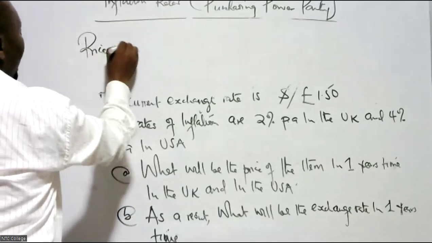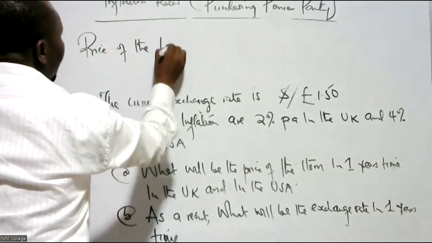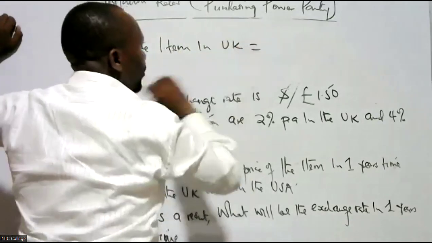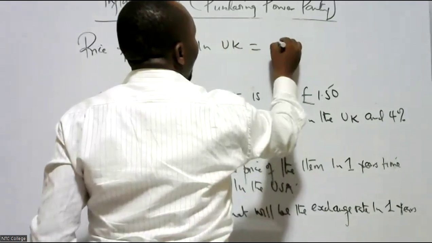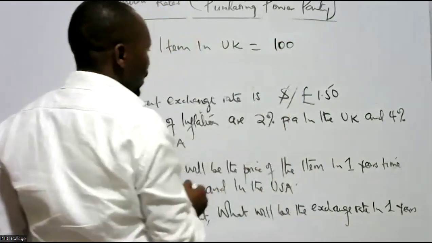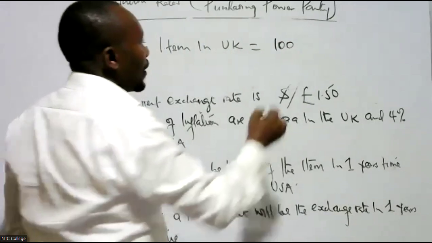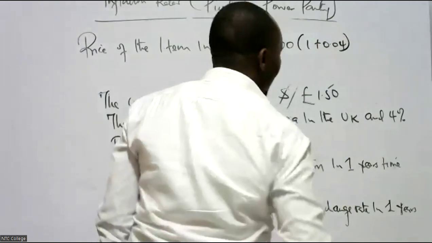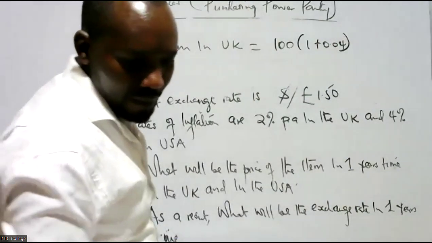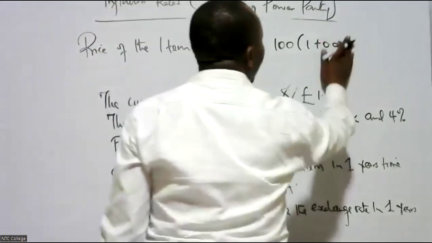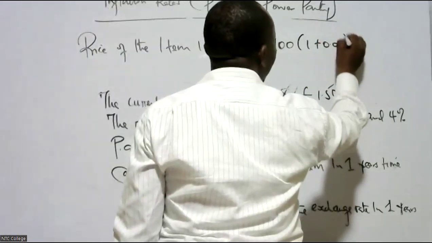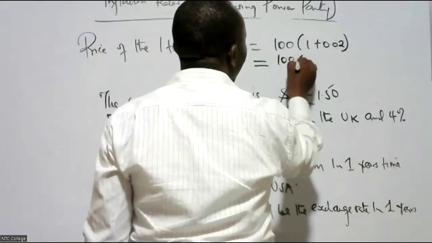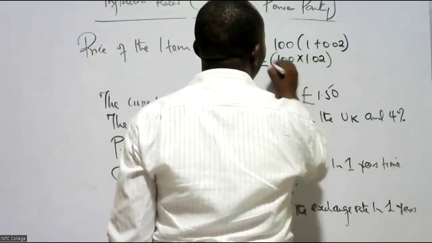Price of the item in UK is equal to 100. It was in pounds, so it is 100 times 1 plus inflation. Inflation is 2%, so it is 2. Inflation will increase that price. So the price will be 100 times 1.02. That will be how much?